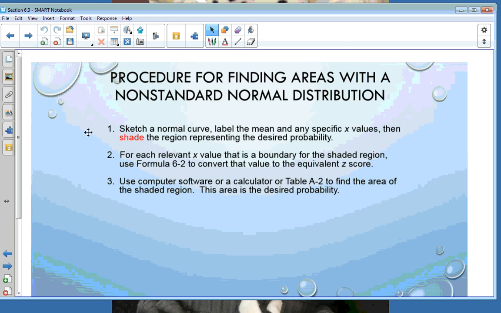So our procedure, yes, we're still going to sketch that normal curve. We're going to label the mean and any other x values, data values. Then we're going to shade the region representing that desired probability. Then for each relevant x, we're going to find the boundary for the shaded region, and we're going to convert those x values to z-scores by using that formula. Then we're going to find the area just like we did back in the previous section. So we can use the table or we can use the calculator.